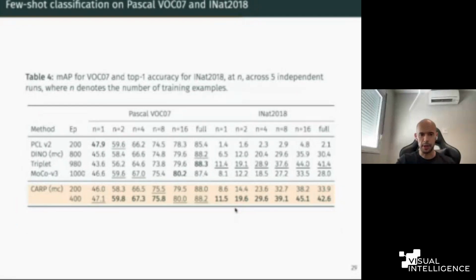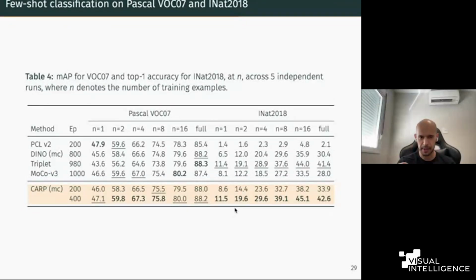Here I'm showing you now mAP, mean average precision on Pascal VOC, and top 1 accuracy on iNaturalist. And here is a different benchmark. Here, for example, you can see those n's, n equals 1, 2, 4, 8. This is the number of annotated examples per class that we gave to the model. So in the first column here, the neural network should learn Pascal VOC with only one labeled example per class. And the same goes on with iNaturalist.